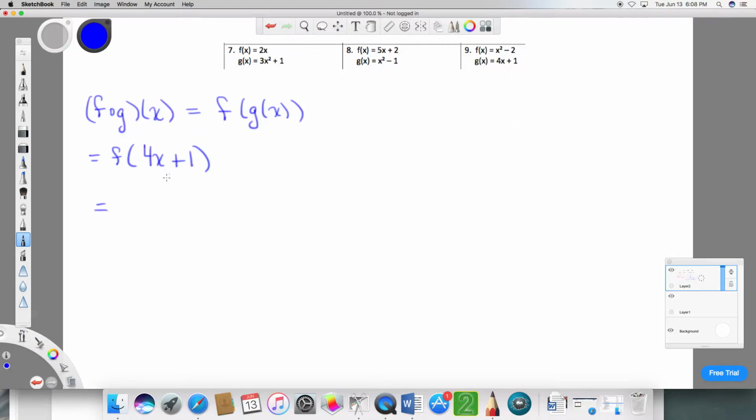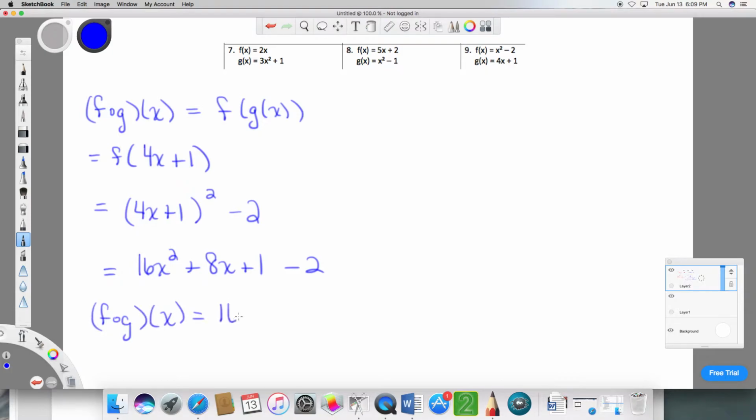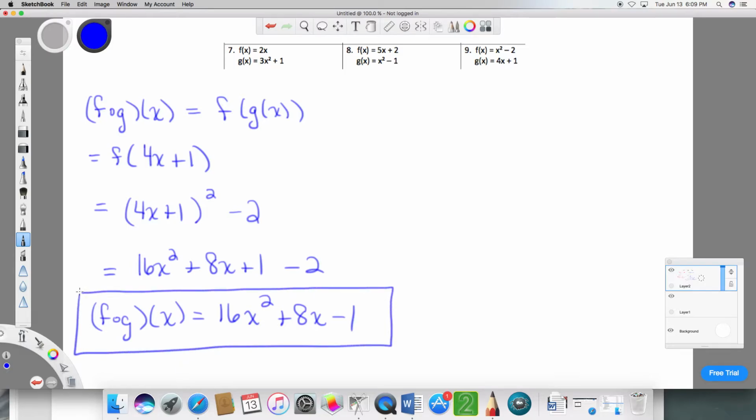F will always take the input no matter what it is and square it and subtract 2. 4x plus 1 quantity squared is 16x squared plus 8x plus 1. Our final answer is this new function, 16x squared plus 8x minus 1, unless I've done some type of silly error.